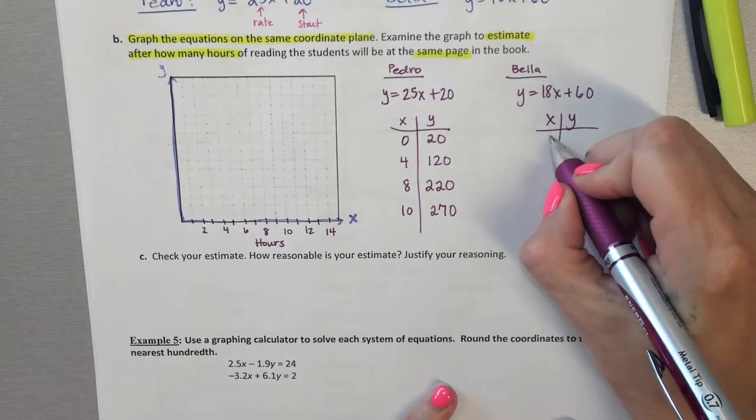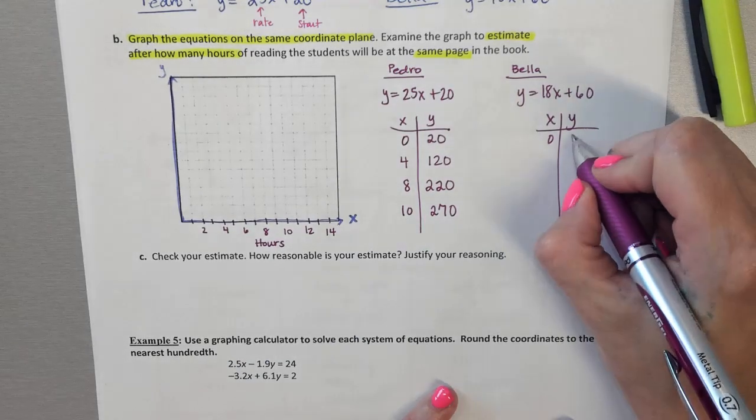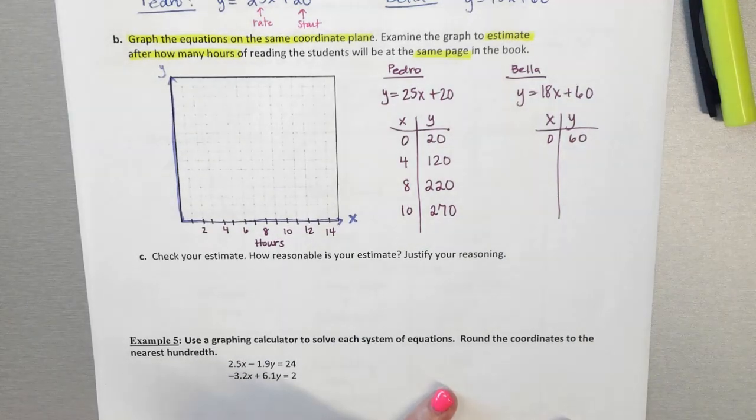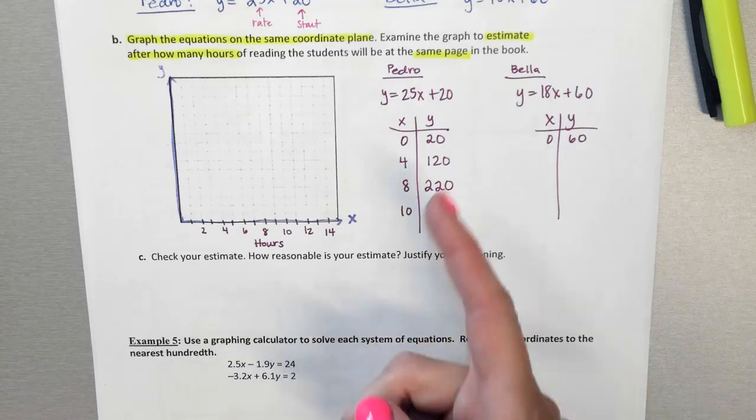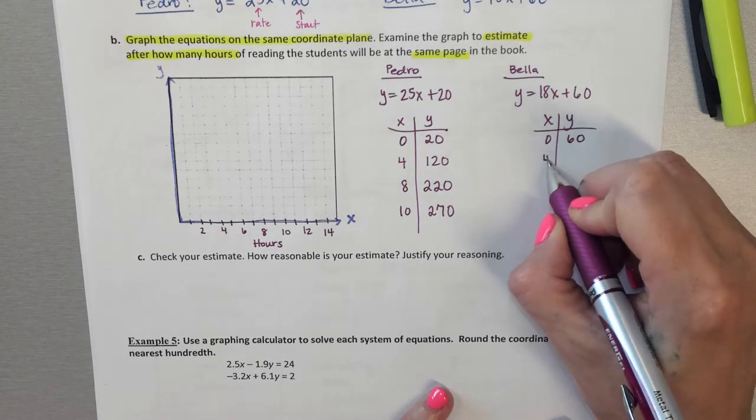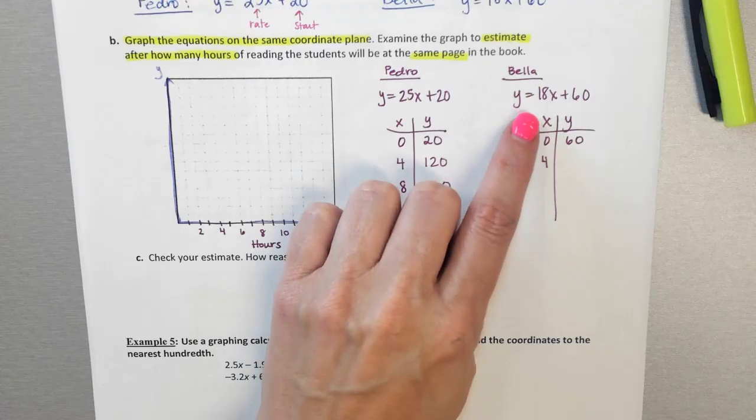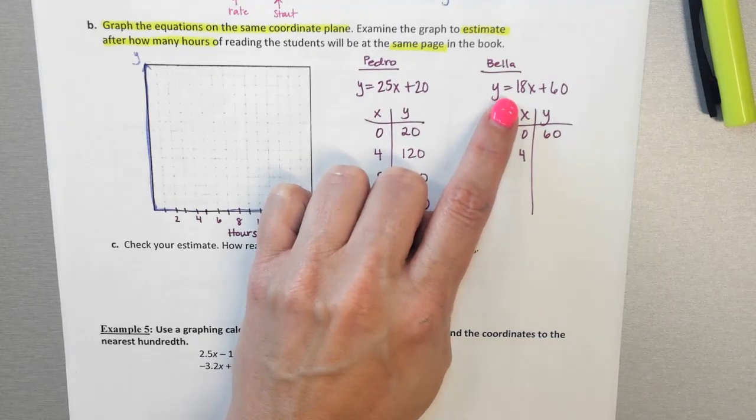Okay, so for Bella, I'm going to start with 0, which is going to be the y-intercept of 60. And then I'm going to stick with the same thing where I'm going to plug in 4, because I can just use what I know about doubling.